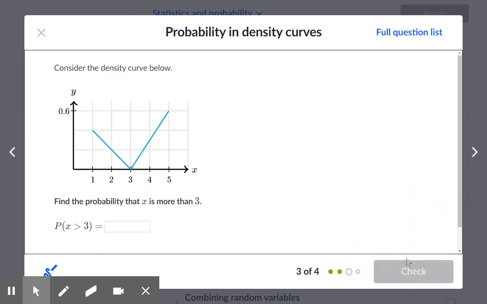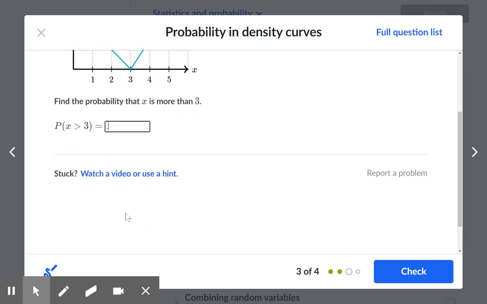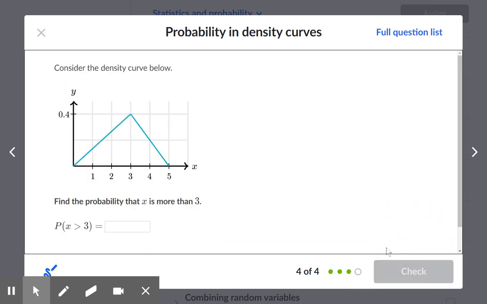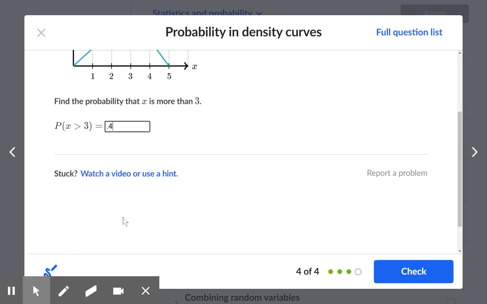Good job. Let's see the next one. Just so happens that x is greater than 3. So from here to here, we calculated 0.4 here, so this one has to be 0.6. Next question. Again, x is greater than 3, which is again a triangle. It's half times the base, which is 2, so half times 2 is 1, times the height, which is 0.4. So this one will be 0.4.